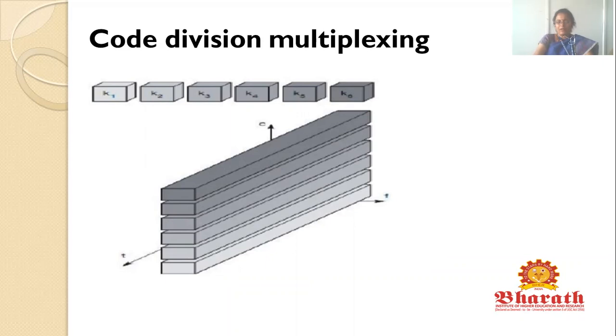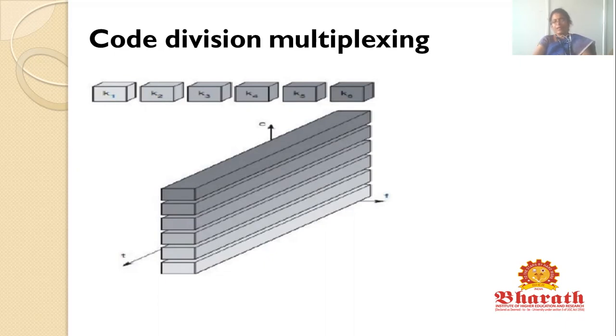Next, another kind of multiplexing is orthogonal frequency division multiplexing. This multiplexing technique is used in broadband communication systems. It is a multi-carrier modulation scheme used in 4G broadband communication systems and next generation systems. OFDM is popular in broadband wireless systems due to its resistance to multi-path fading.